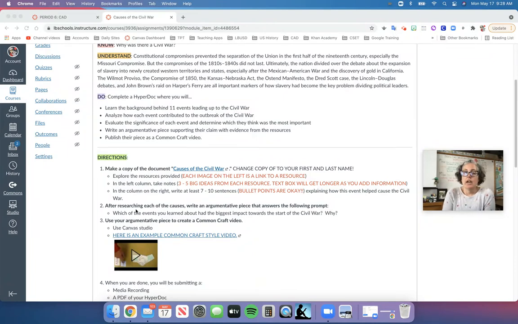Number 2, after researching each of the causes, write an argumentative piece that answers the following prompt. Which of the events you learned about had the biggest impact towards the start of the Civil War and why? And again, remember, you're supporting your claim with evidence from the resources, okay?